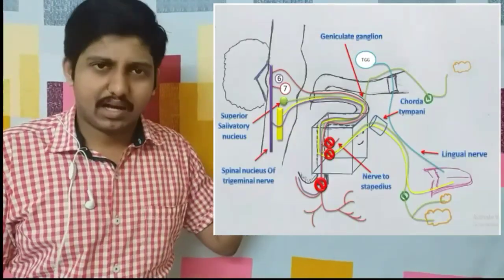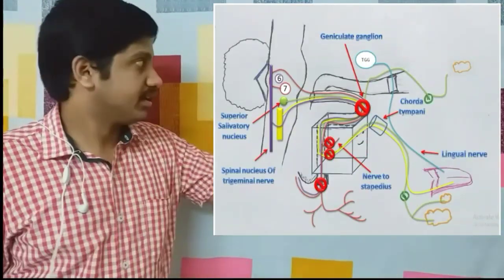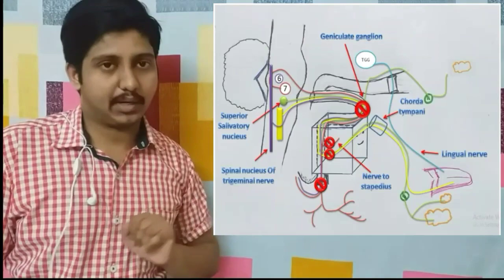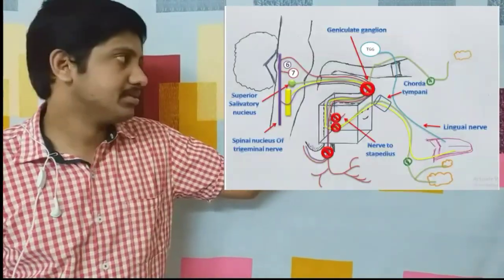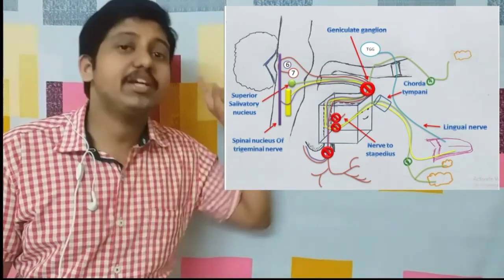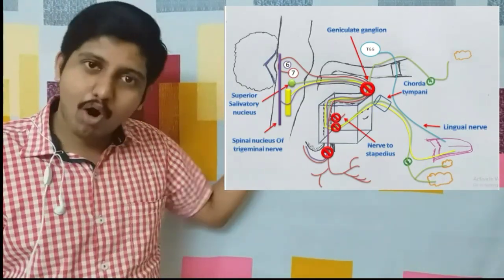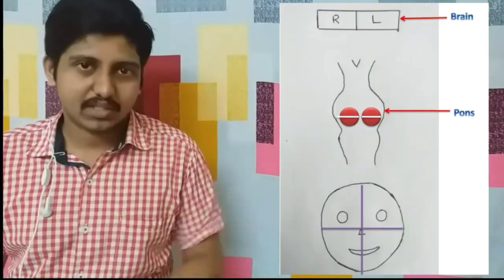Now at the final stage, the next major site is the geniculate ganglion. At the geniculate ganglion, what happens? The parasympathetic fibers to the lacrimal gland go there, so lacrimation is also affected in addition to all the above. Now let's go to the UMN lesion.